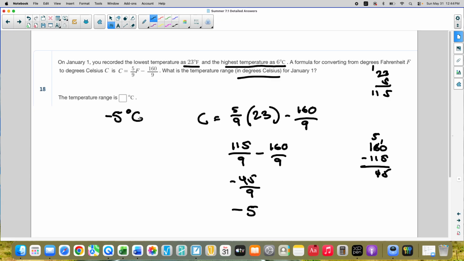What is the temperature range? Sorry, no, that is not the answer. That is my low temperature. Degrees Celsius equals my low, and my high is 23. So that's going to be 28 degrees range. My range is going to go from my lowest to my highest, a range of 28 degrees. Yep, I like that. That makes sense. Good.